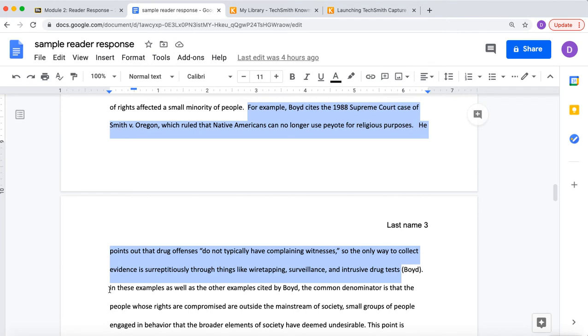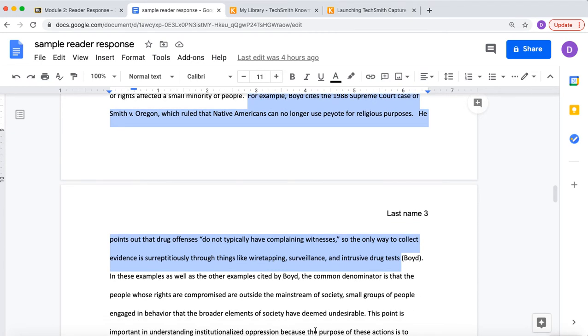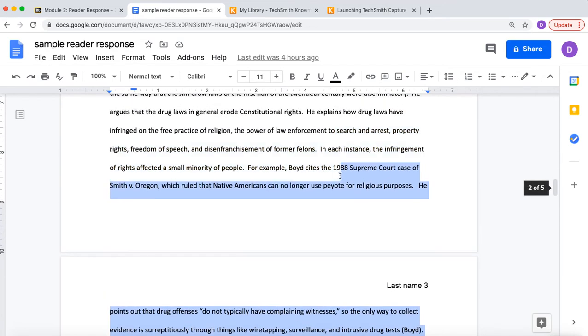So here's my warrant. In these examples, as well as the other examples cited by Boyd, the common denominator is that the people whose rights are compromised are outside the mainstream of society, small groups of people engaged in behavior that the broader elements of society have deemed undesirable. So all of this is my first example.